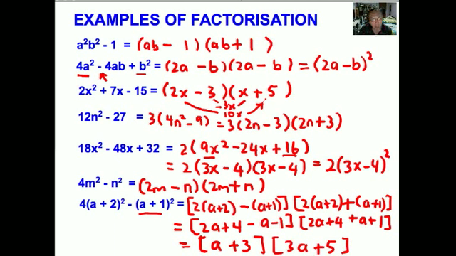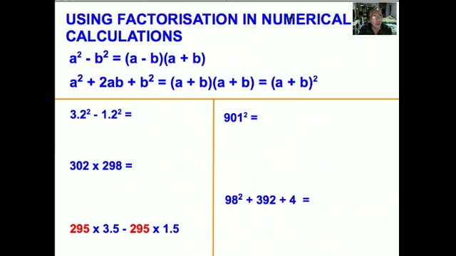Now we will take a look at how we use factorization in numerical calculations. We will be making use of these two formulas: a squared minus b squared, which is a difference of two squares, gives us a minus b times a plus b. And the next formula is a perfect square, which factorizes to a plus b times a plus b, which is further simplified to a plus b squared.